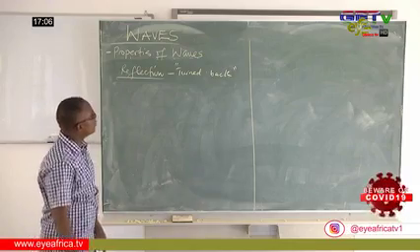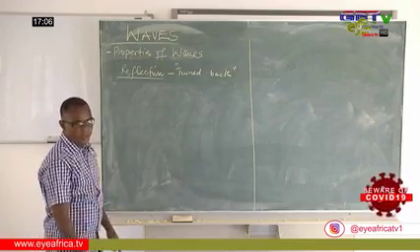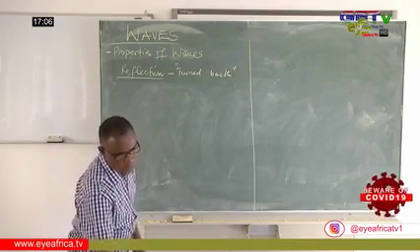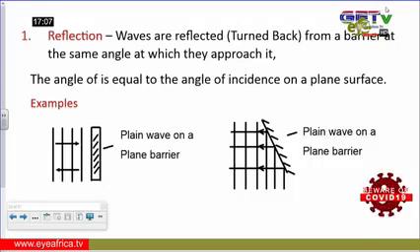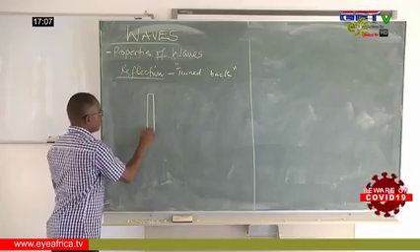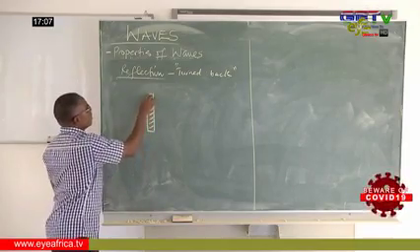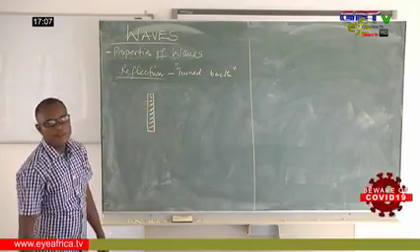So reflection can be done on various surfaces. Like if I have a plane surface, the waves are reflected, or turned back, from a barrier at the same angle at which they are incident, if the barrier is a plane barrier. So let's look at the first barrier. The first barrier is a plane barrier.